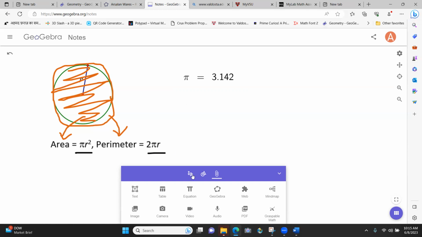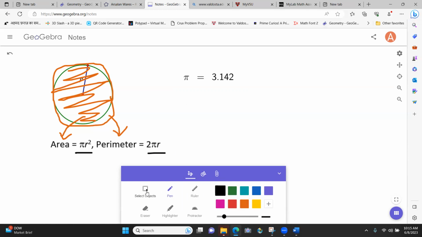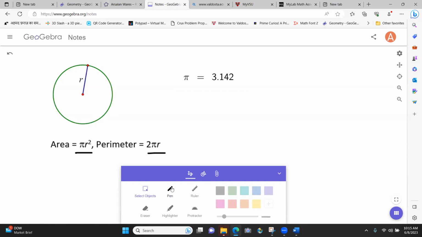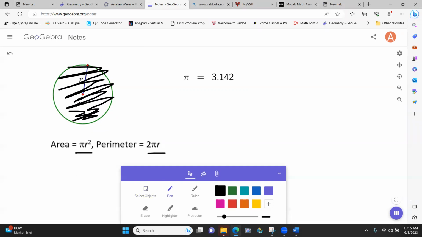Let me see if I can go over this again. I'm just trying to make sure I'm being recorded. Yes, I am. So guys, this is the area, how much a circle covers. If you had a circular carpet in your living room, how much of the floor will be covered? This is given by this formula, pi r squared. Pi is just a value, it's just a number.